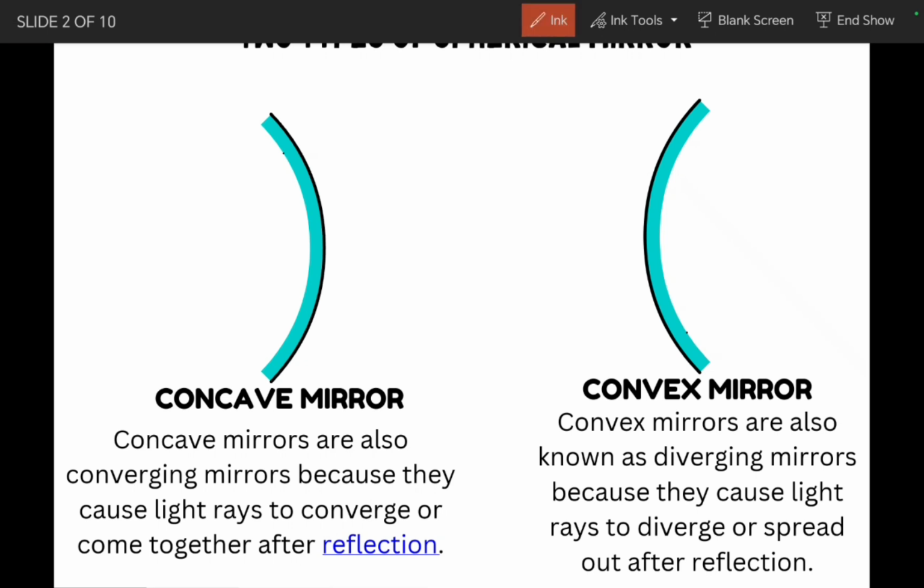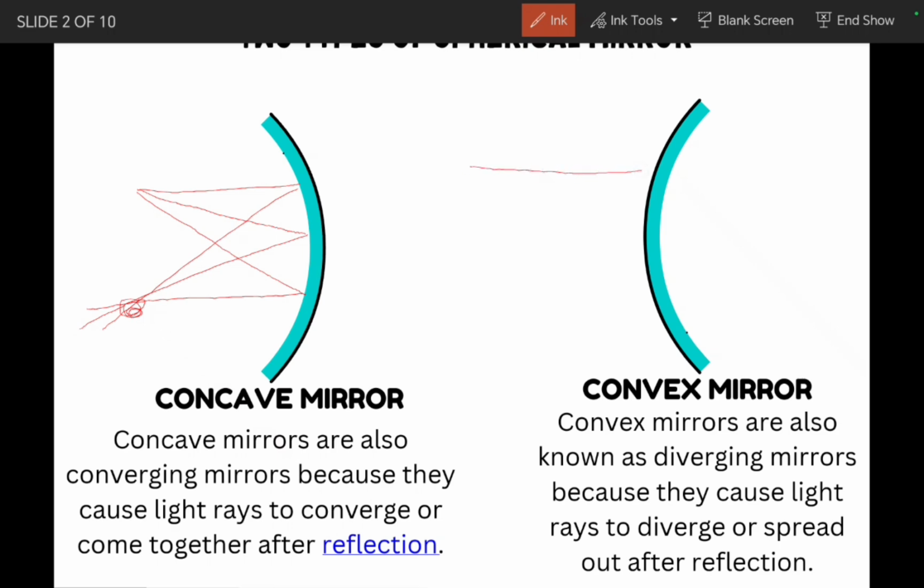For a concave mirror, it is said that it is used to converge or to focus light. So let's try to draw. Okay, so you'll understand what I'm telling. At a certain point, class, our reflected rays were able to meet at a certain point. While a convex mirror is known as a diverging mirror because it cannot be used to focus light, and at the same time the light rays diverge. They do not come together.